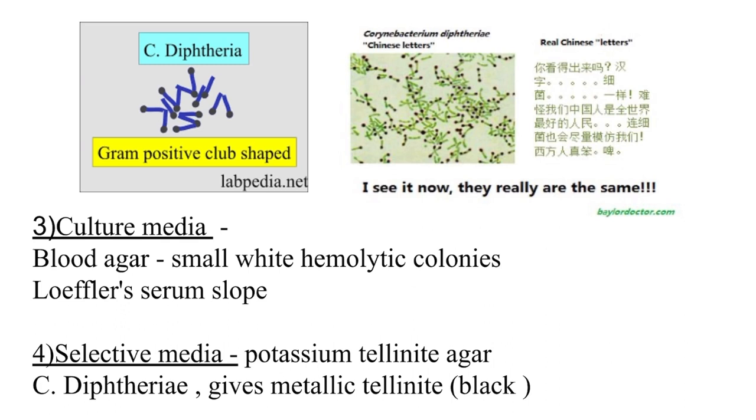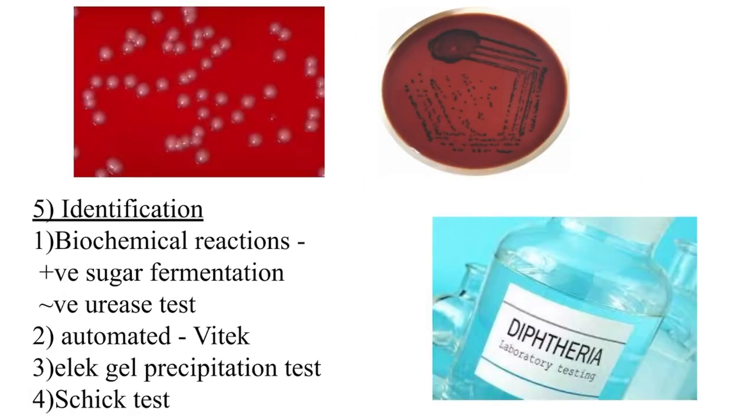Culture media. On the blood agar, you can see small white hemolytic colonies. Selective media is potassium tellurite agar. So what you do, you take a potassium tellurite agar and streak this Corynebacterium diphtheriae onto it. Wherever the Corynebacterium are streaked, it gives a black color. In the second picture you can see this black color, and in the first picture you can see the white hemolytic colonies on the blood agar.